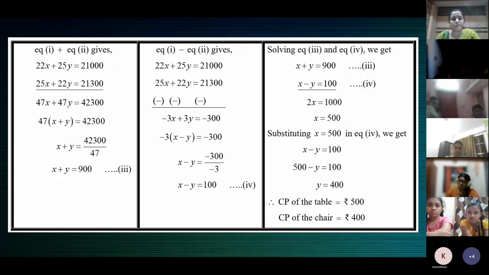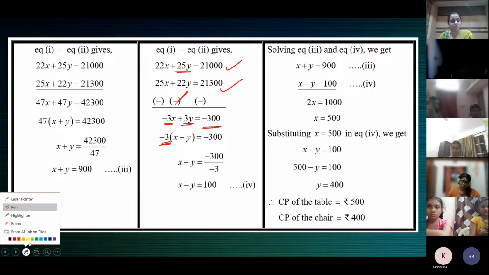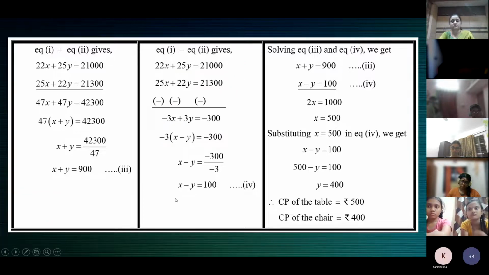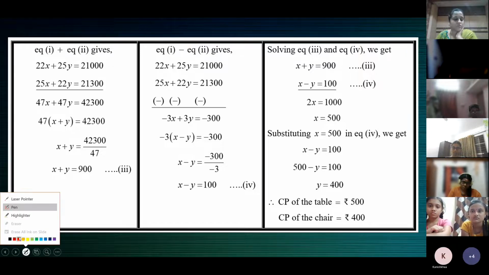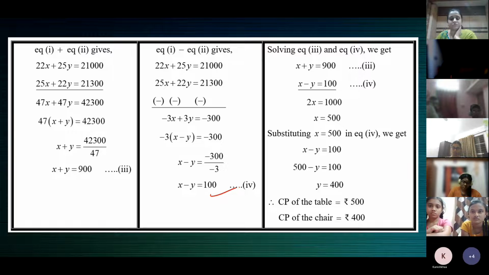So that will be 22x minus 25x, minus 3x. 25y minus 22y, plus 3y. 21,000 minus 21,300, minus 300. Minus 3 is common. Then it goes for division on the other side, and you can see the other equation. X minus y is equal to minus 100.